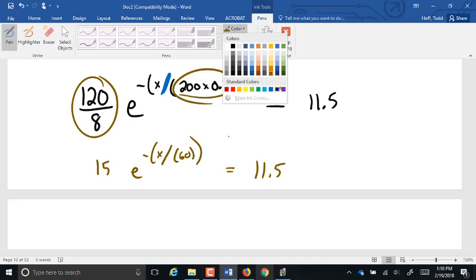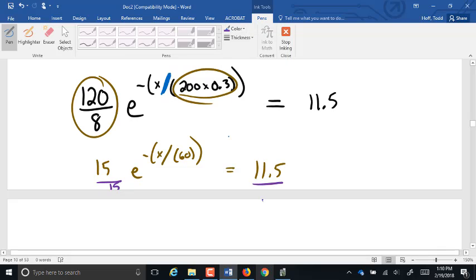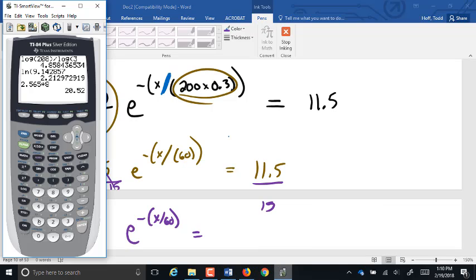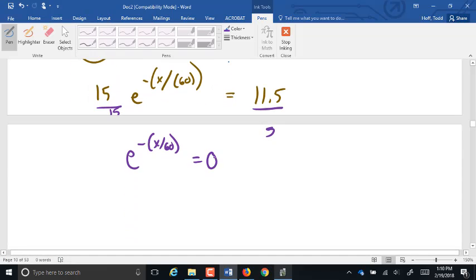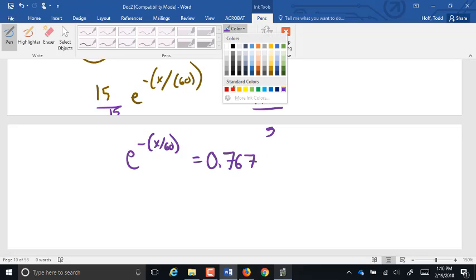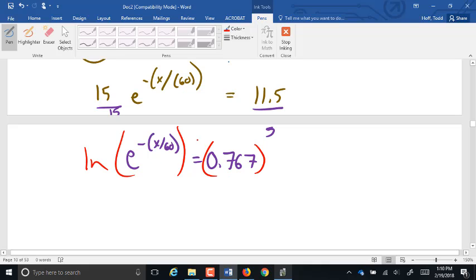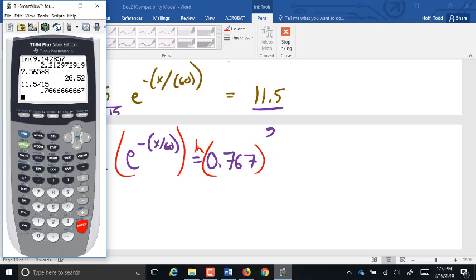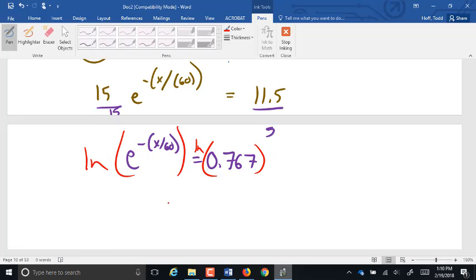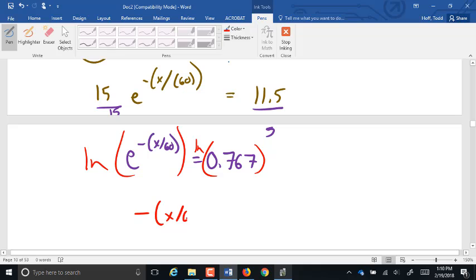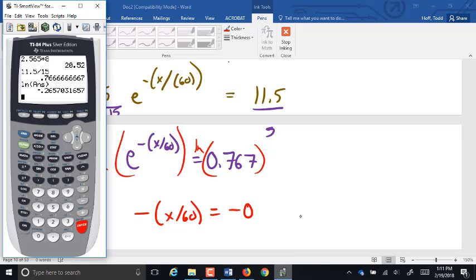But now to solve this, my next step would be to divide by 15. So I've got e to the negative x over 60 equals 11.5 divided by 15. So 0.767. And then, of course, we're going to do the ln of that. Now, remember while we talked about keeping it in the calculator, I've got that 0.766666. I'm going to do ln second answer so that I'm not typing that back in and getting a round off error in it. So that is negative 0.2657. So negative x divided by 60 equals negative 0.2657.